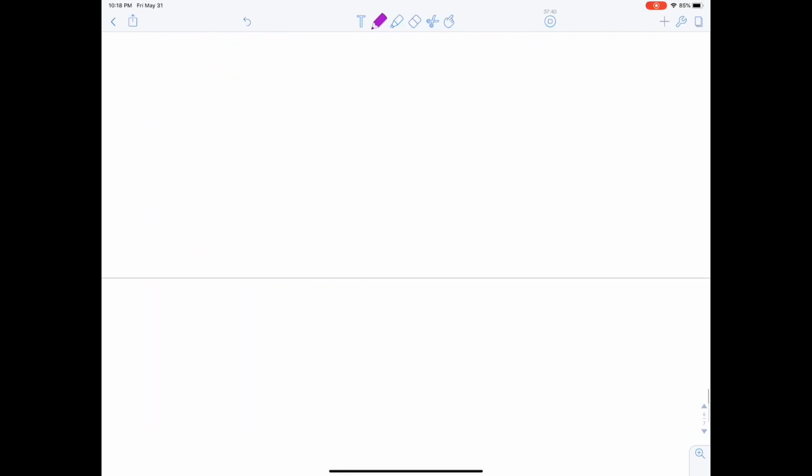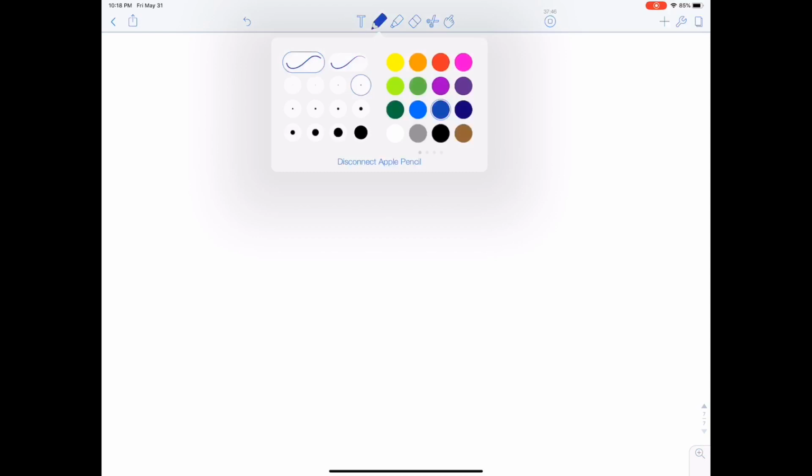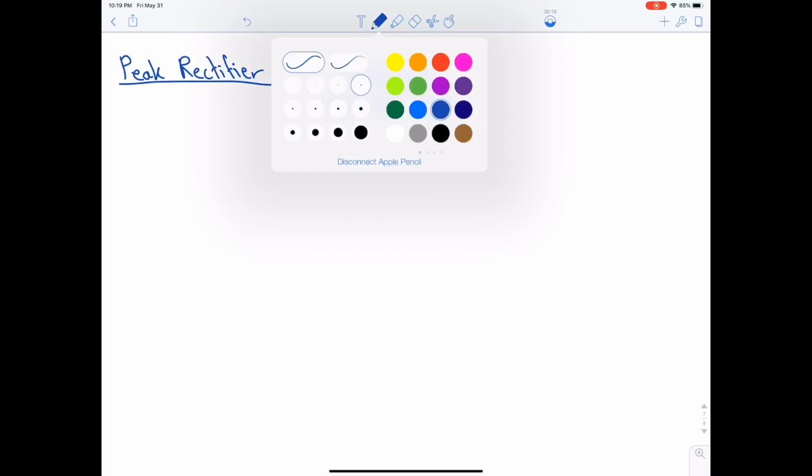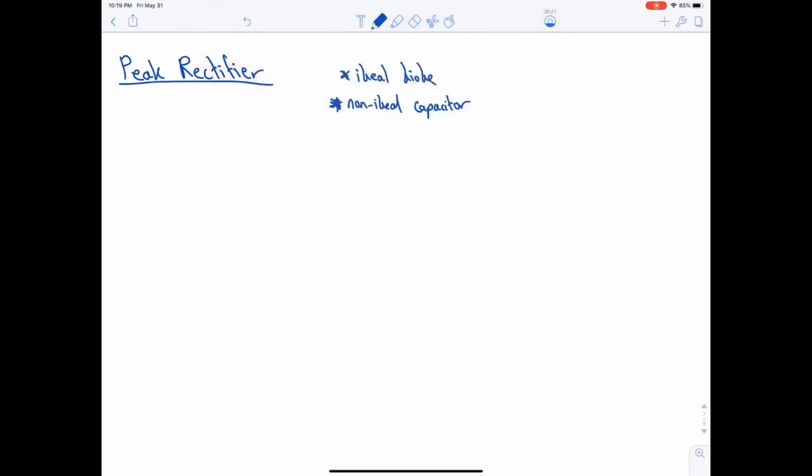Moving on. Now we will take the peak rectifier again, but with the non-ideal case of the capacitor. We're having an ideal diode and a non-ideal capacitor. Non-ideal capacitor means it will not keep its voltage forever. It will lose energy with time. So the circuit will be like this.